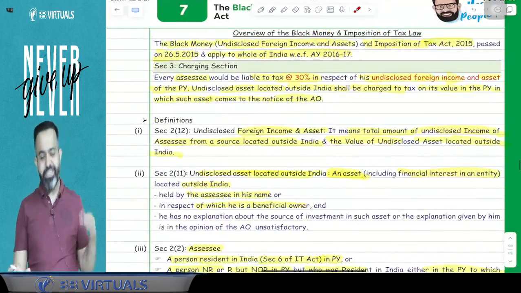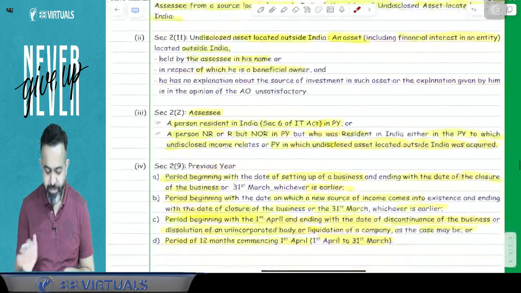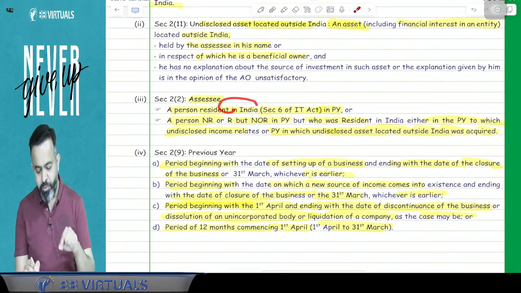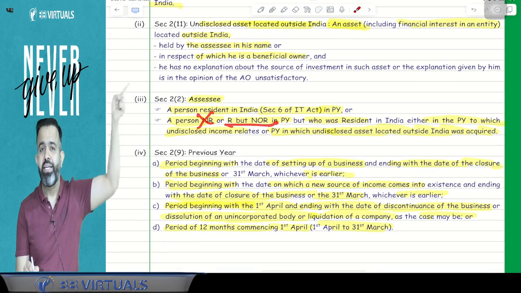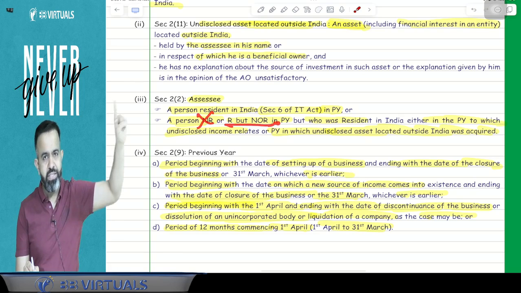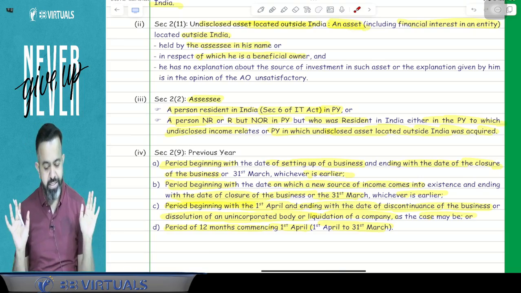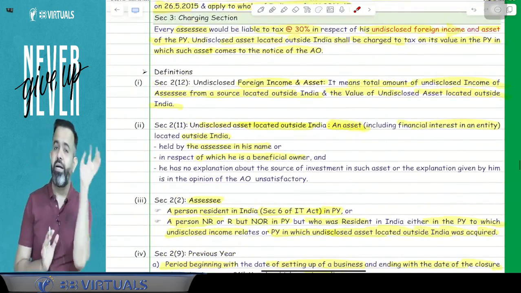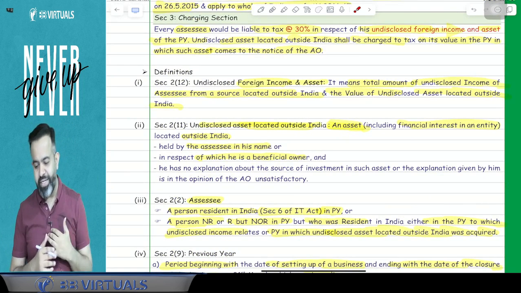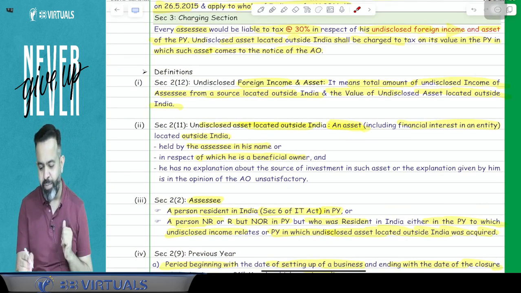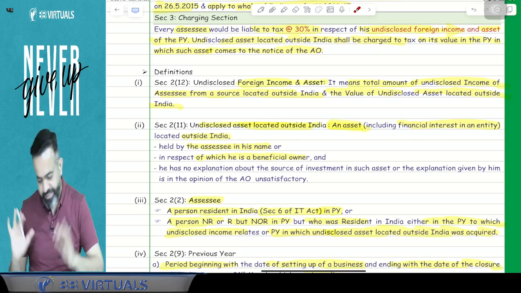Done. So what we have discussed till now: the charging section says that this Act is applicable for every assessee. Assessee means a person who is resident in the current year, or suppose in the current year he is a non-resident or RNOR, but in the year to which that income belongs, in that year he was resident, or in the year in which he acquired the asset, in that year he was the resident. Then also this Act is applicable. Now this Act says that if there is undisclosed foreign income or an undisclosed foreign asset, then on the value of that asset or on that income, there will be tax at the rate of 30%, and we will discuss in a later part that there will be a penalty at the rate of 90%. So 3 times the tax will be the penalty.